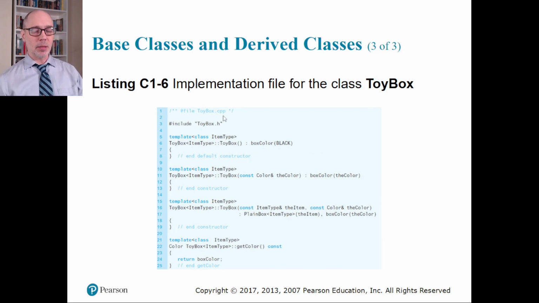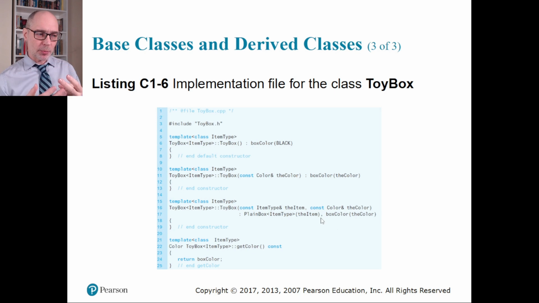So here is the implementation code for us, probably toybox.hpp. And here is your default constructor. If you don't specify anything, you just get a black box using that initializer on the constructor. Here's a version that does stipulate the color when you construct it, using that initializer there. Here's the version that specifies both the initial item inside plus the color. So here they've got 2 initializers, of course. One to set up the item, two to set up the color.